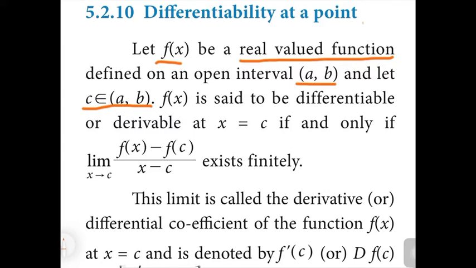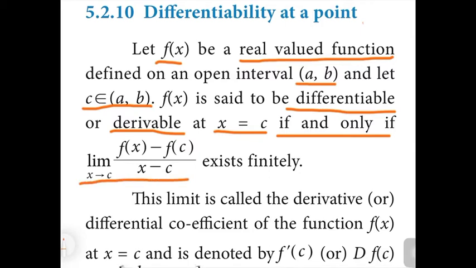Now, f of x is said to be differentiable or derivable at x is equal to c if and only if limit x tends to c, f of x minus f of c divided by x minus c exists finitely. If this limit exists, we know how to find a limit. So if this limit exists, then we can tell f of x is derivable or differentiable. That is, we can differentiate the function f of x.